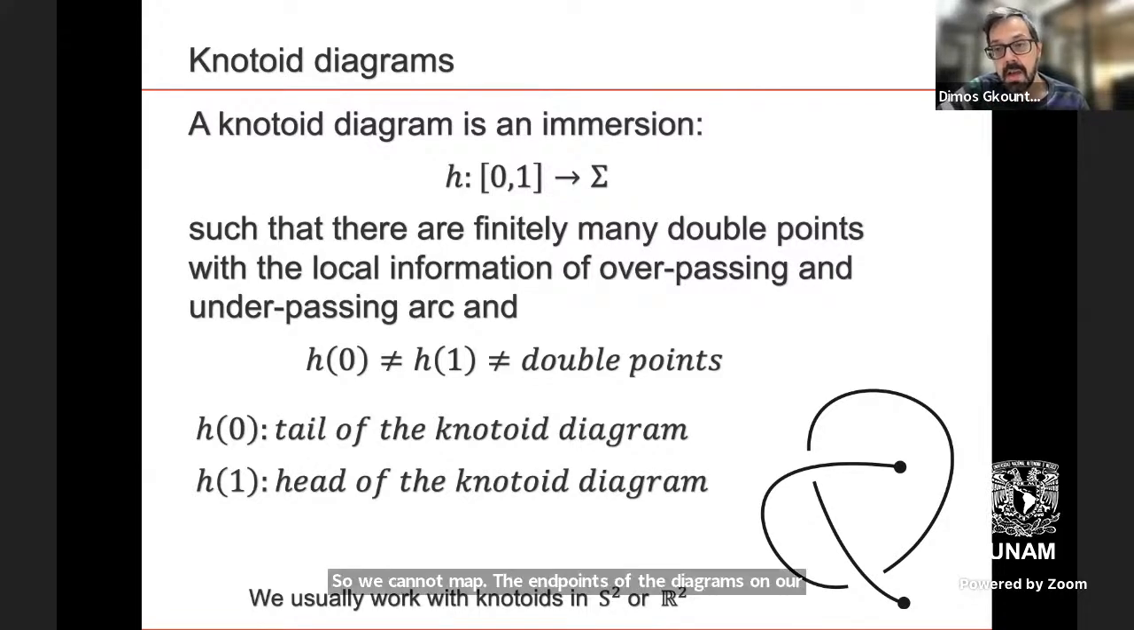That's one restriction. And there is also a convention in the field that we name the image of 0, the start of the interval, the tail of the notoid diagram, and we call the image of 1 the head of the notoid diagram. And we usually work with two different oriented surfaces, either the sphere S2 or the plane. There are also other surfaces that people want to work with, surfaces with genus, but in our applications, we just stay in these two simple cases, and this is what I will consider for the rest of the talk.